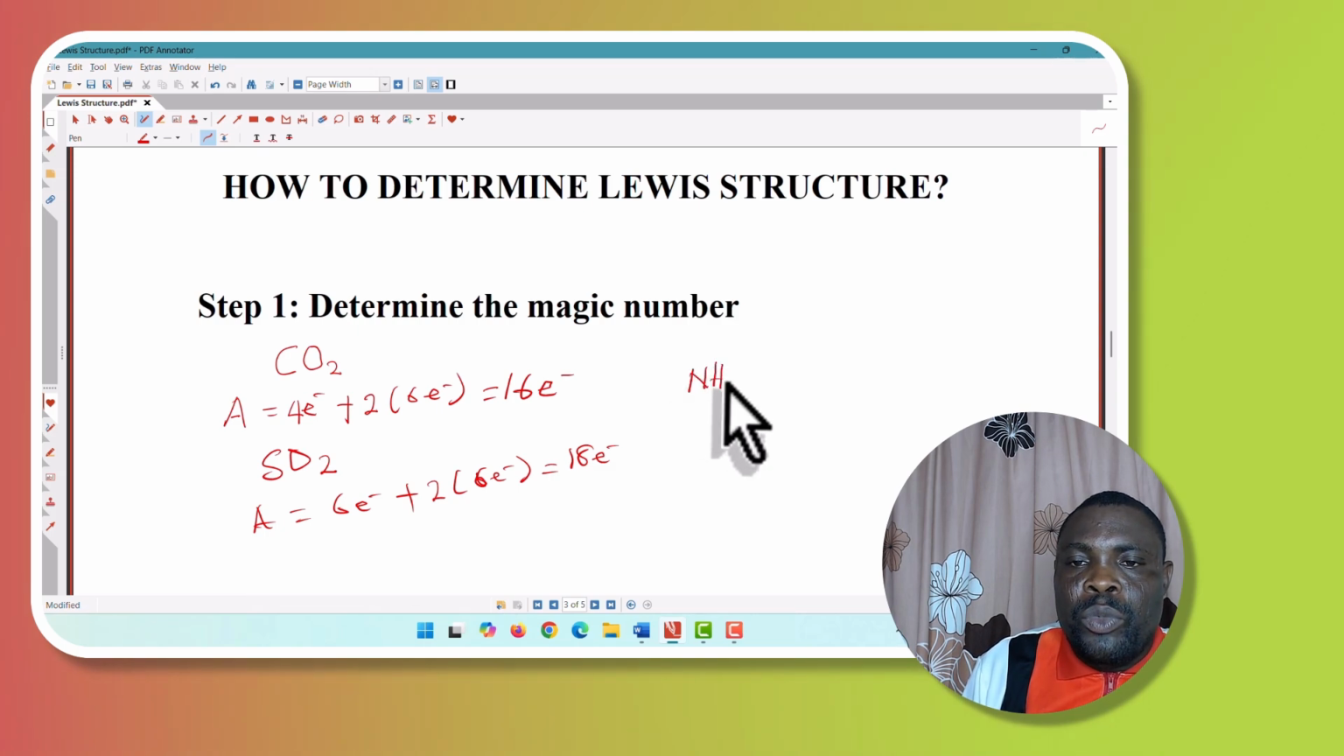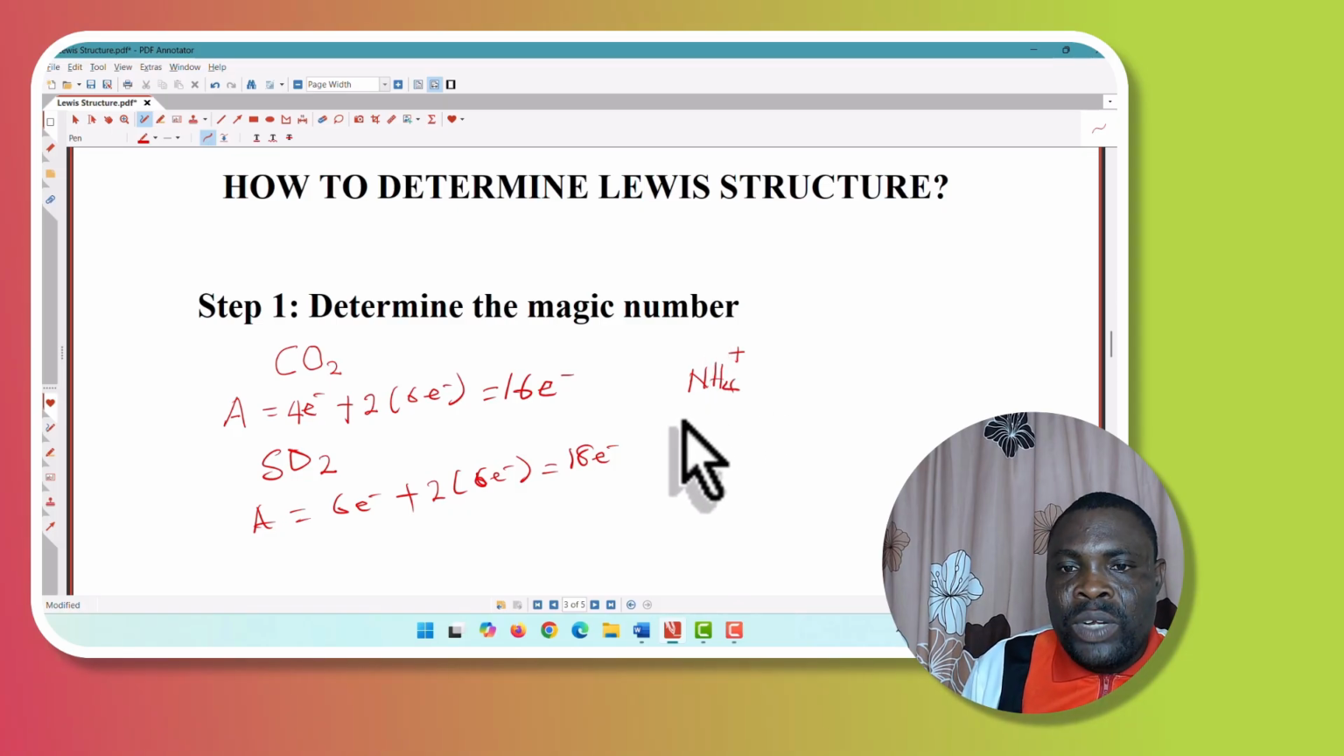Let's talk about the ammonium ion. Ammonium ion has a charge of +1. The plus implies that the ammonium ion has lost electrons. It has lost 1 electron. That's +1. If it is +2, it has lost 2 electrons. If it is +3, it has lost 3 electrons. Since it is +1, it has lost 1 electron.